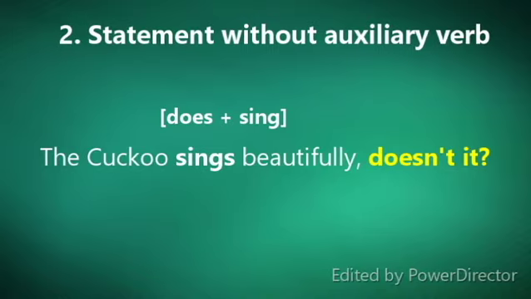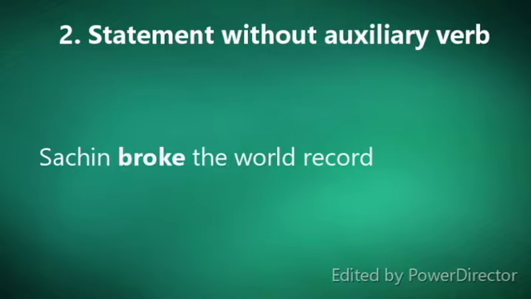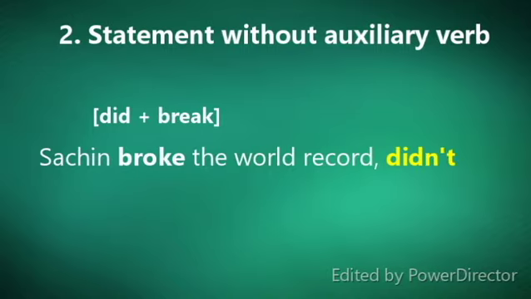One more example. Sachin broke the world record. Here broke is the main verb, so we divide it as did plus break. Then start the question tag with the did. The sentence has no negative word, so add it in the question tag. Then add the pronoun of the subject. Thus the question tag is didn't he.